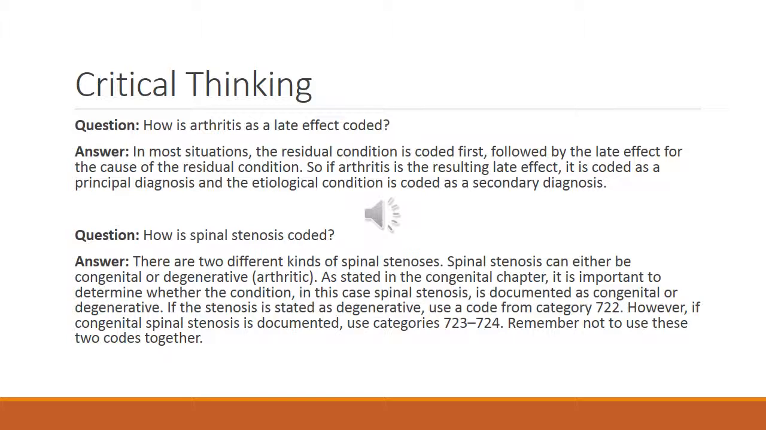Next question. How is spinal stenosis coded? In our answer, there are two different kinds of spinal stenosis. Spinal stenosis can either be congenital or degenerative, which is arthritic.